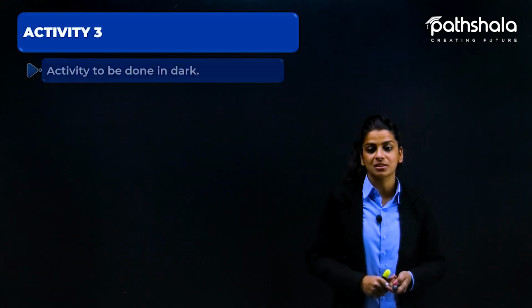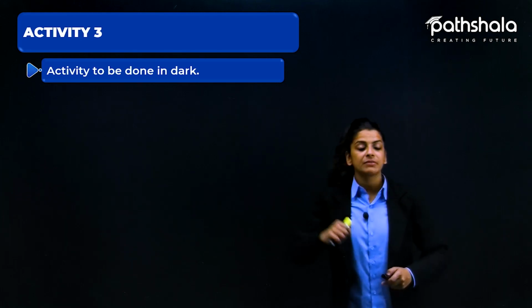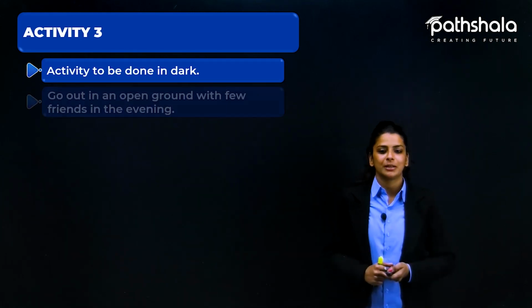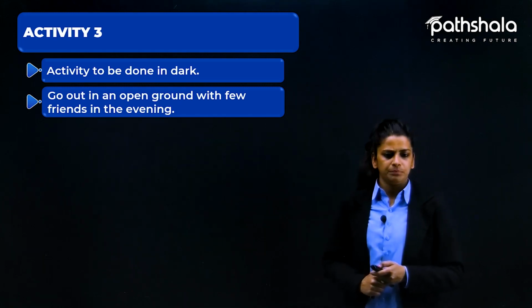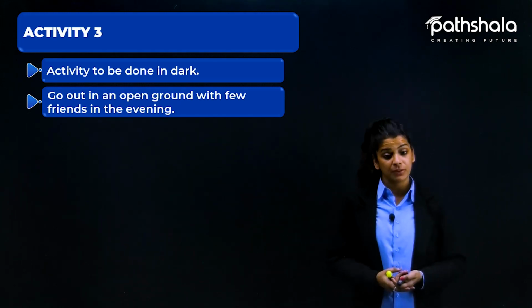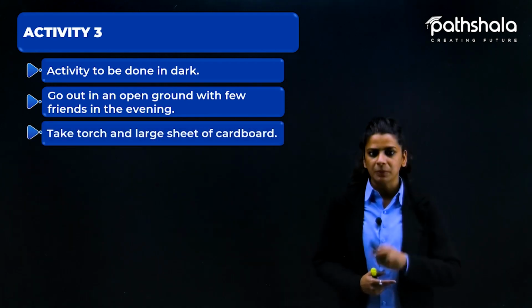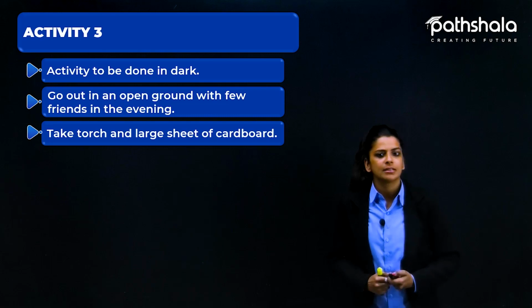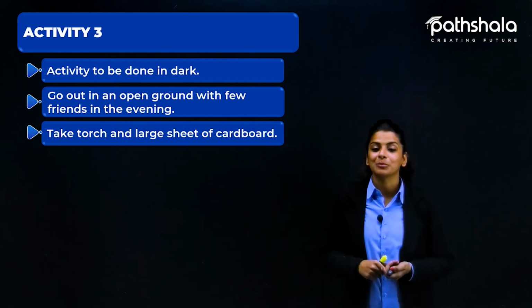Now we have another activity. This activity is to be done in the dark. अब ये activity हमें कब करनी है? शाम के टाइम करनी है. So go out in an open ground with a few friends in the evening. कुछ अपने फ्रेंड्स के साथ जाइए इवनिंग में, पार्क में जाइए खेलने के लिए, है ना? बट साथ में what we have to take: torch and a large sheet of cardboard. एक टॉर्च लेना है और एक लार्ज शीट लेनी है कार्डबोर्ड की.